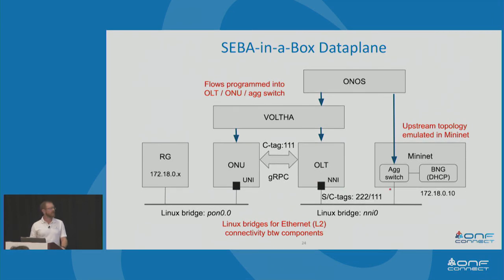The OLT upstream connects to an aggregation switch, again using Ethernet. So we have another Linux bridge here, which allows for that Ethernet connectivity. And then the aggregation switch connects to a virtual host running in Mininet, which stands in for the BNG, emulates the BNG. So this is running a DHCP server. So what we're going to be able to do is send packets across this data path from the RG to the ONU, to the OLT, to the AG switch, and the BNG. That's the goal.